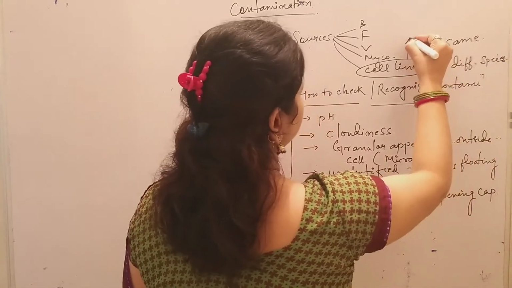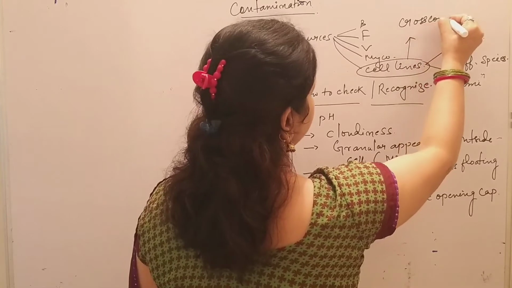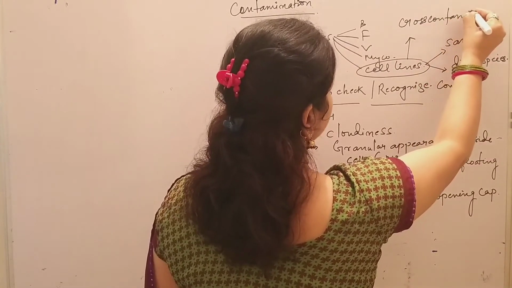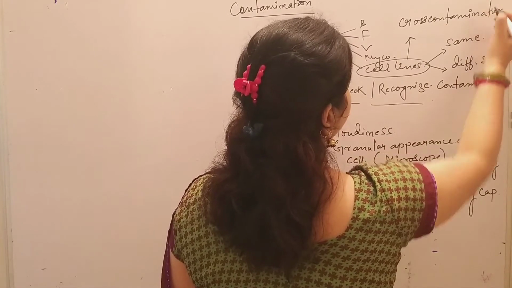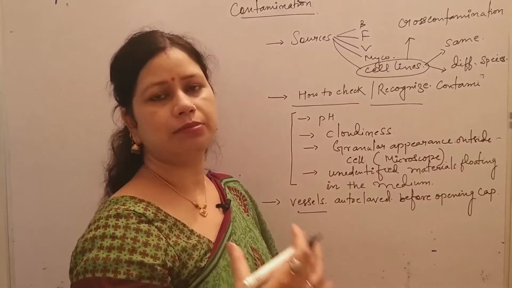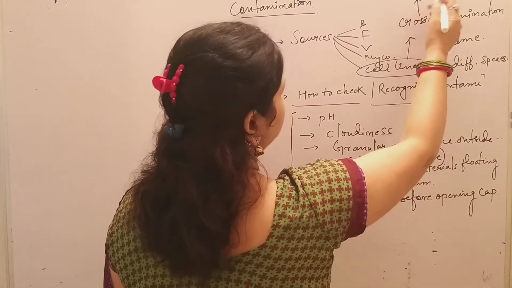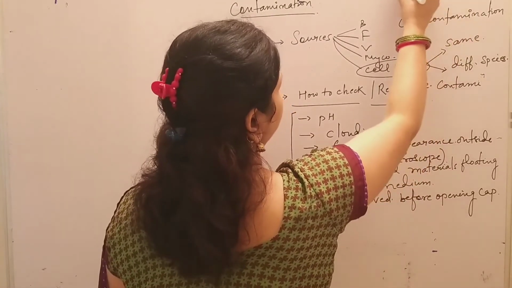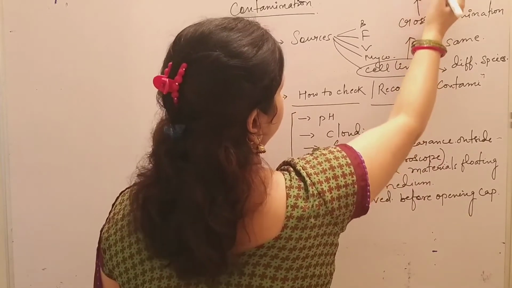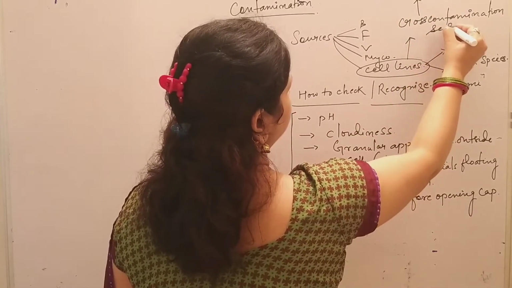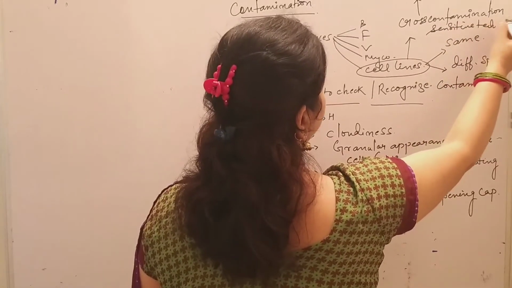So this type of contamination is generally known as cross contamination, and these can be tested by specific and sometimes sensitive techniques. Okay, so this type of cross contamination can be detected by specific and sensitive techniques.